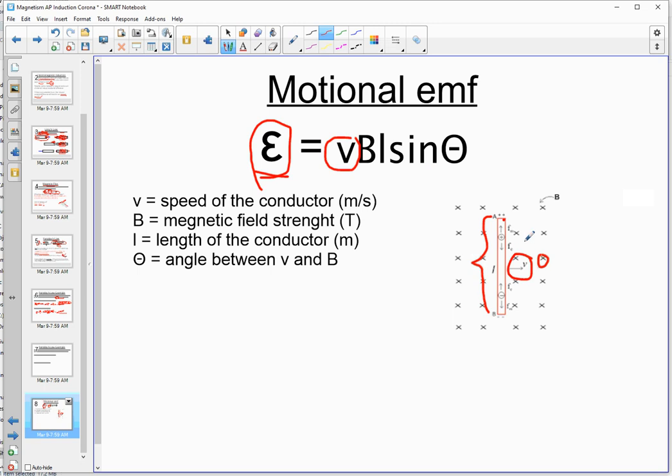So typically when you have the wire moving perpendicular to the magnetic field lines, you're going to have the sine of 90, which is 1, which is the best this can be, and that would go away. So typically this just becomes E equals VBL. And you'll have a couple of examples in the homework that use the E equals VBL. But occasionally when the conductor is cutting through the magnetic field at an angle, you'll have to employ the sine of theta.